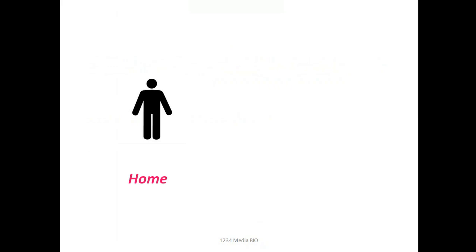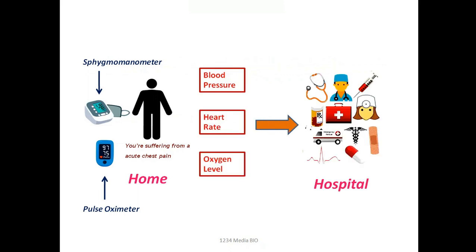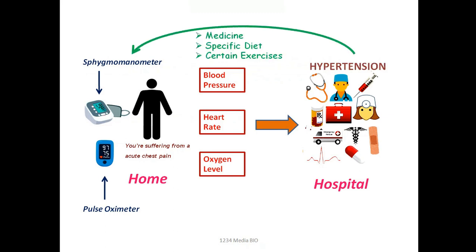This is you at your home, and all of a sudden you're suffering from acute chest pain. You get a sphygmomanometer and pulse oximeter, and you measure your blood pressure, heart rate, and oxygen level, and send them to a hospital via the internet. The hospital realizes that you are suffering from hypertension, and they prescribe you some medicine, a specific diet, and certain exercises to cure hypertension. So this is the entire working of telehealth. Hope you understood. Let me give you one more example.